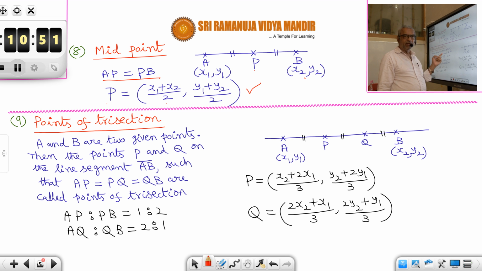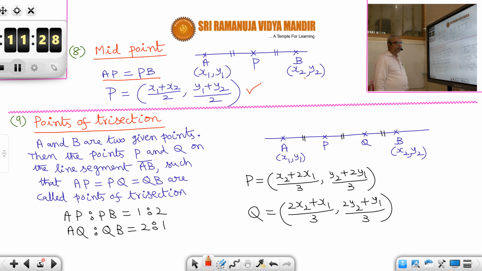How did you get this formula? This formula is obtained from the previous formula, section formula, where m and n are 1 and 1. Is it not? AP is equal to PB, then AP, if it is 1 unit, then PB also 1 unit. Therefore, AP is to PB is 1 is to 1 only. So, for m and n, if you put 1 and 1 in the previous section formula, you get the formula for the midpoint. Okay.